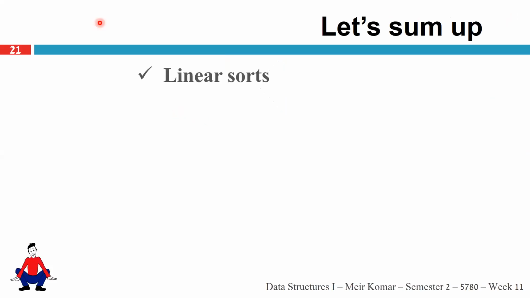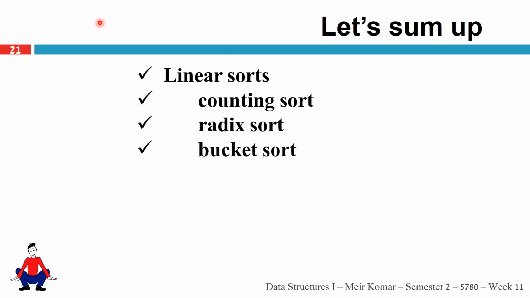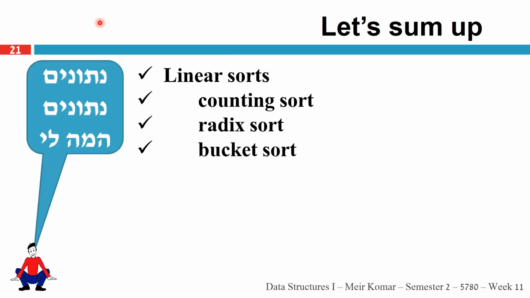Okay, what did we do today? We talked about the linear sorts: counting, radix, and bucket. Those are the 3 types of sorts. Lovely. We also started looking ahead. What's going to be next?